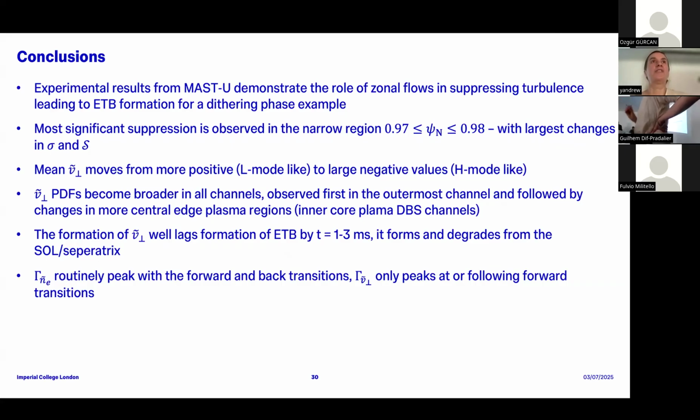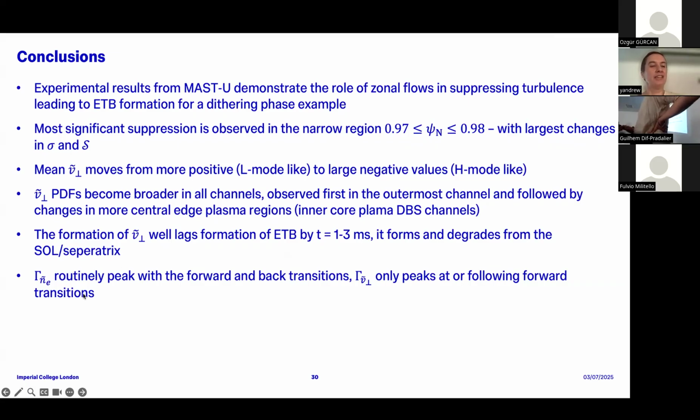The zonal flows are sufficient to trigger the ETB formation. The mean flow sheared region follows on from that and probably suppresses the turbulence further, allowing you to go deeper into the H mode. But we're concerned with the triggering mechanism, and I think we're quite confident with that from these results.